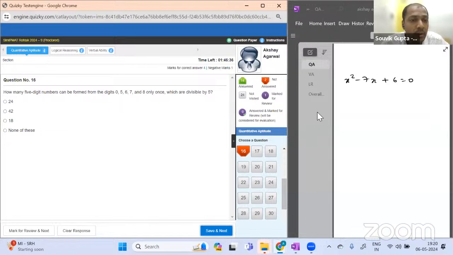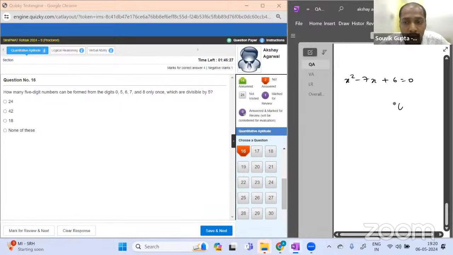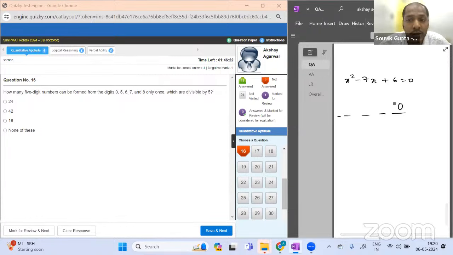How many 5-digit numbers can be formed from the digits 0, 5, 6, 7, and 8, using each only once, which are divisible by 5? If I use the 0 at the end, the remaining 4 digits can be arranged in 4 factorial ways, so that will be 24. If I take the number ending in 5, 0 cannot come first, so 3 into 3 factorial, that would be 18 numbers. Therefore 42 numbers. So it would be option B. Moving on.